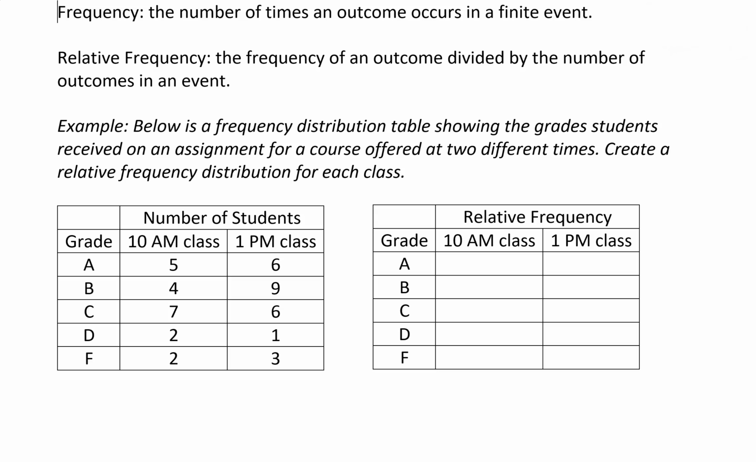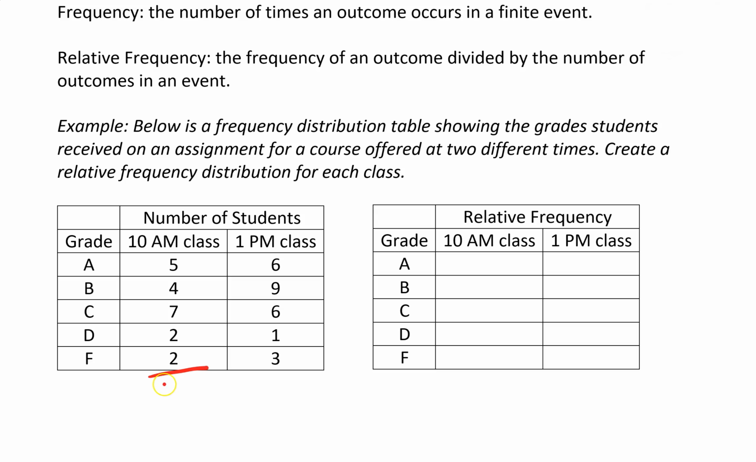So on the left, I can see that a class was offered at 10 a.m. and at 1 p.m. And then I have recorded the number of outcomes that a student in the 10 a.m. class got an A, B, C, D, or F, and likewise in the 1 p.m. class. Before we start our relative frequency table, we need to find out the total number of students in each class. We do that by adding the number of outcomes, or the number of frequencies.